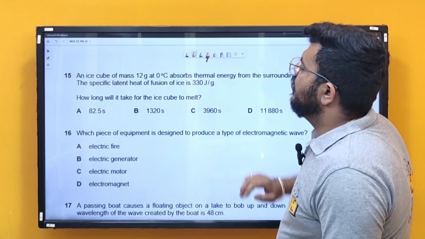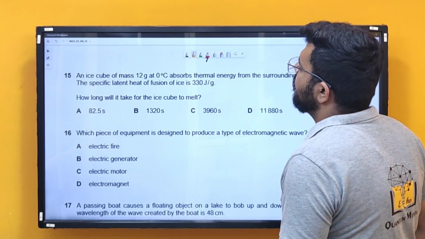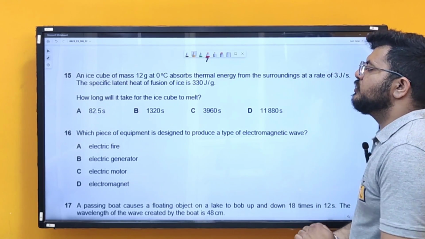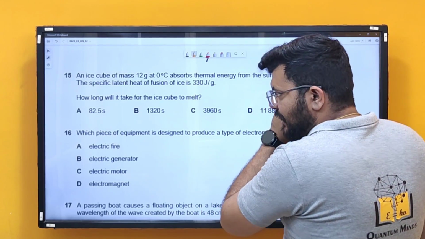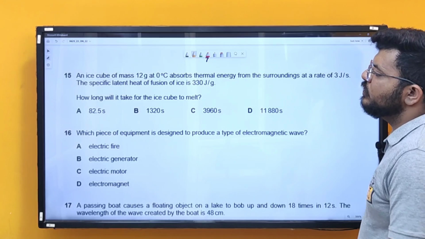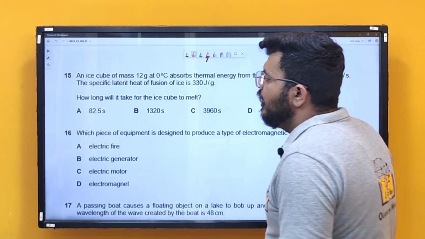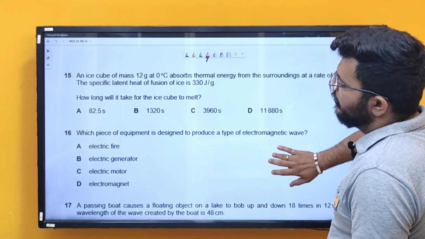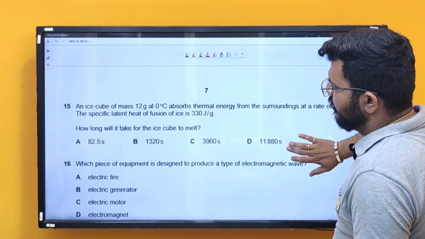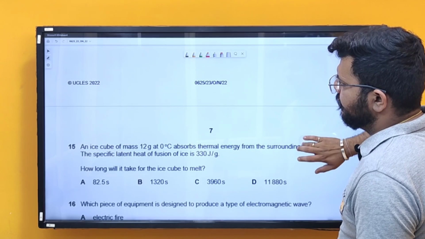Next question we have, an ice cube of mass 12 gram at 0 degrees Celsius absorbs thermal energy from the surrounding at a rate of 3 joules per second. The specific latent heat of fusion of ice is 330 joules per gram. How long will it take for the ice cube to melt? Okay, for this we will need a little bit of space, right?